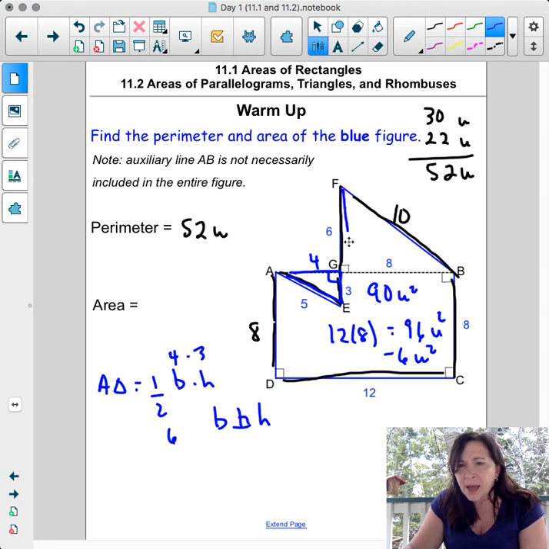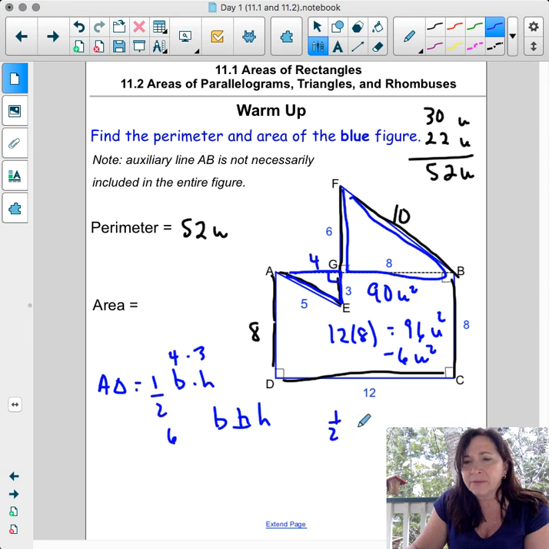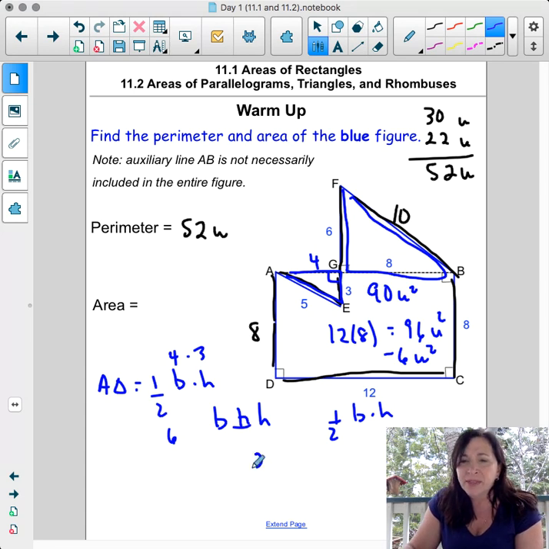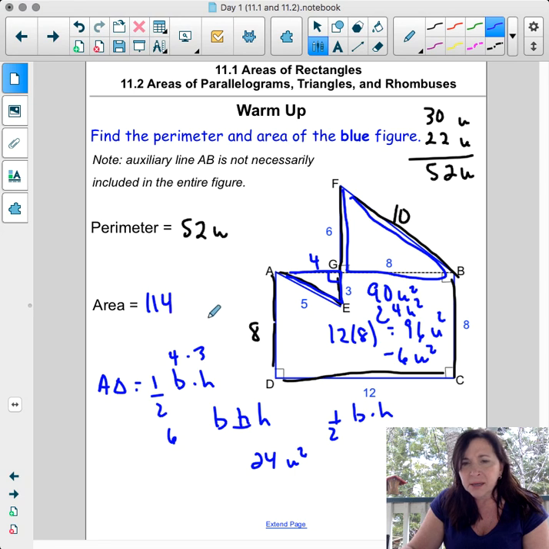And I'm going to add this triangle here, which is going to be 1/2 base times height. So 1/2 of 6 times 8. 6 times 8 is 48. So half of that is 24 units squared. So we have 90 plus 24 units squared makes 114 units squared being my area.